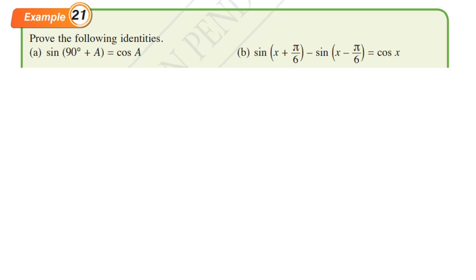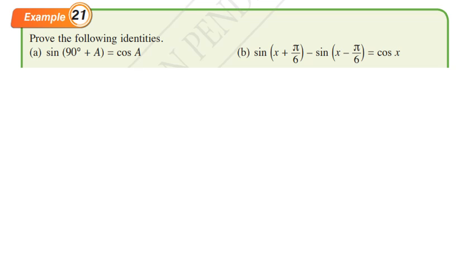Example 21. So we want to prove other identities by using the addition formula, because the addition formula can be used to prove all the other trigonometric identities. So let me see how it can be solved.